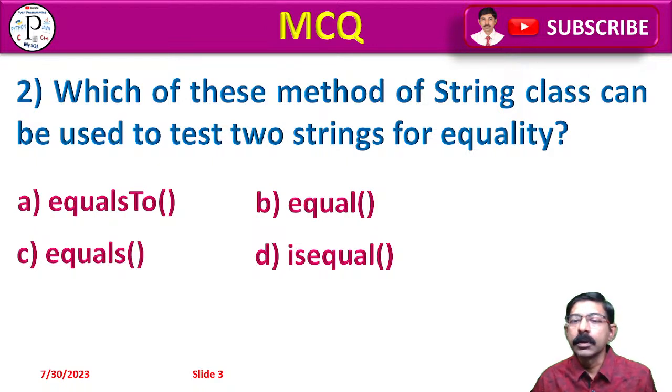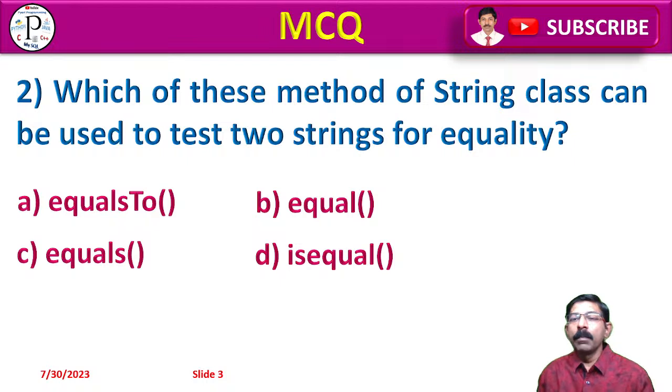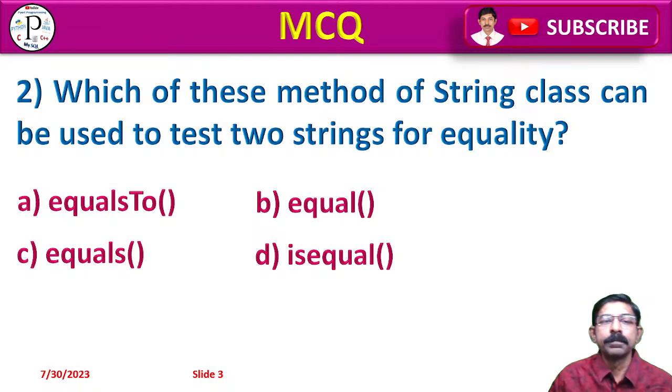I think we got the answers. A, C. C for equals, equal to, is equal. C. That's why remembering the method name in a proper manner is also vital over here. Good.